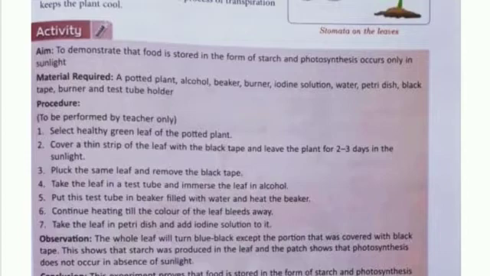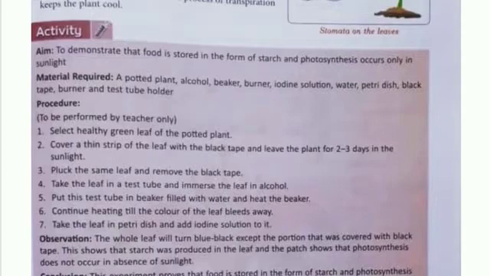Cover the leaf with black tape and leave the plant, not the leaf. Leave the whole plant for 2-3 days in the sunlight, actually for photosynthesis. Okay, and we have covered one part of the leaf where sunlight is not coming.